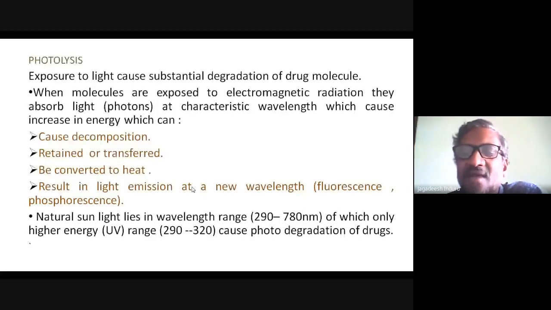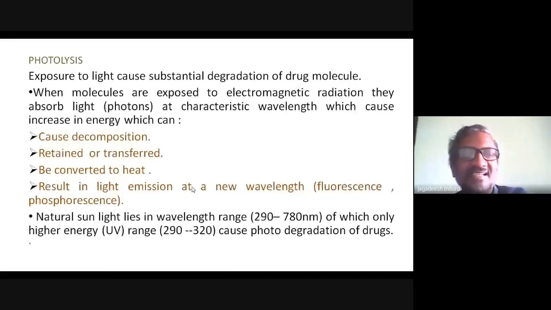So high energy is present in that for the particular photon. The natural sunlight is in the wavelength range of 290 to 790 nanometers, of which only the higher energy, meaning lower wavelength, is harmful. What is the lower wavelength? 290 to 390. That is more prone to cause degradation of the drug.